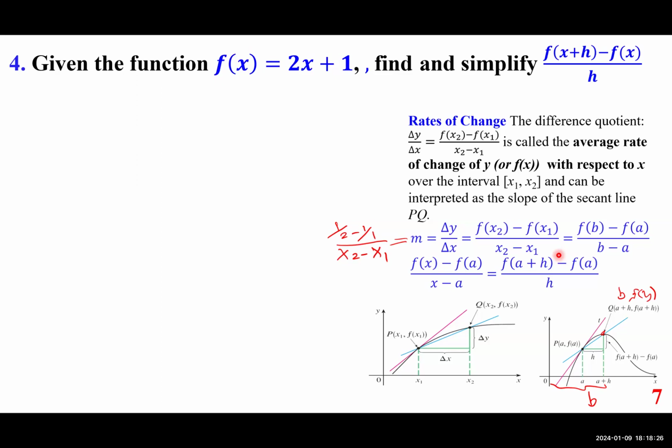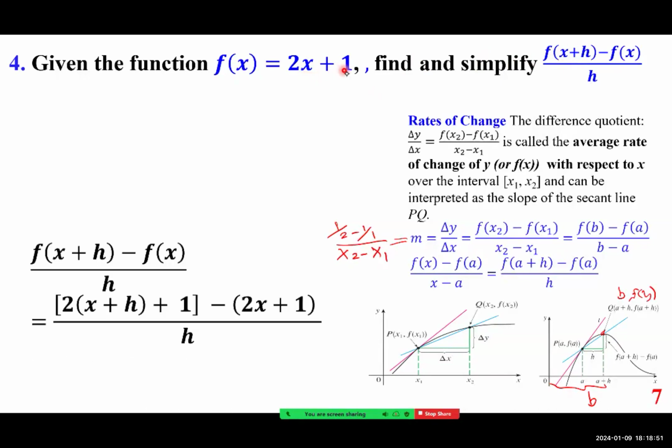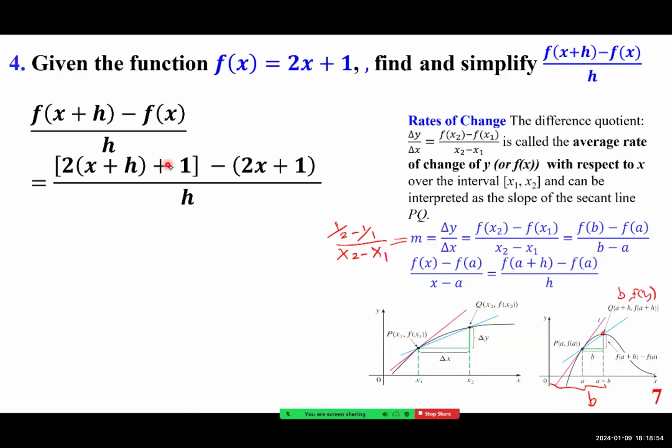All right. Let's do this. We want to find f of x plus h minus f of x over h. So all you have to do is put it in this formula. This part is simply 2x plus 1. This is h. What is f of x plus h? 2 times x plus h plus 1. So I hope you realize this is 2 times x plus h plus 1, minus f of x itself, over h.